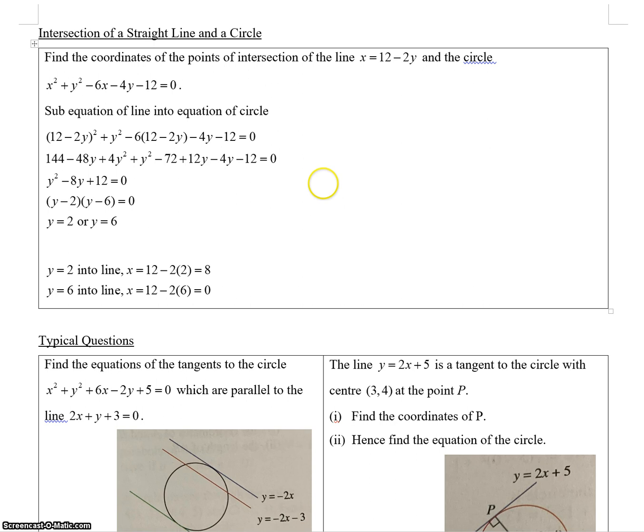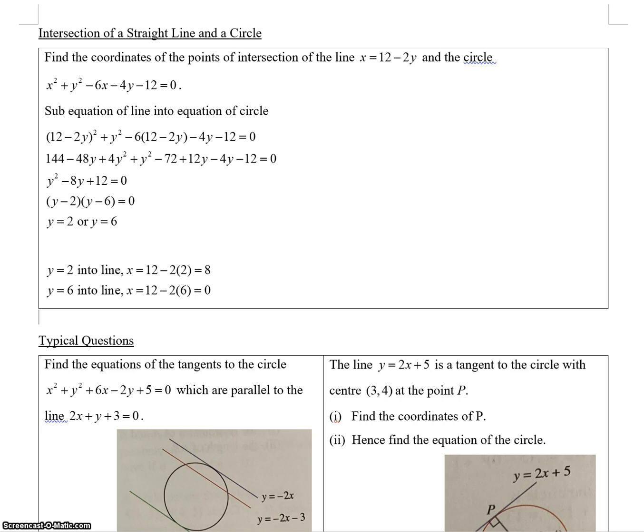The next part we're going to go through is to find the intersection of a straight line and a circle. This is nothing different from any other intersection point you will find. In order to find the intersection of anything, you literally just substitute this line into the circle.